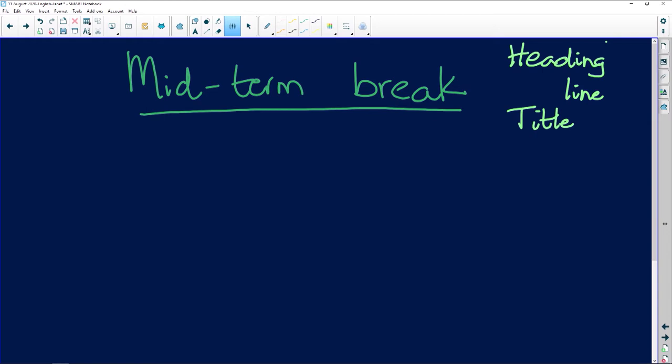So midterm, in the middle of the term, this tells us it is to do with school or it could be university. Midterm break, usually universities don't have a midterm break, they might have a study leave, so it sounds like school. And a midterm break is a holiday.